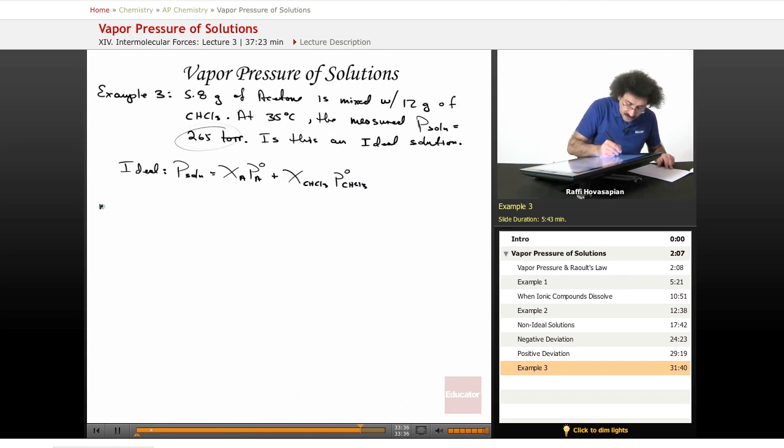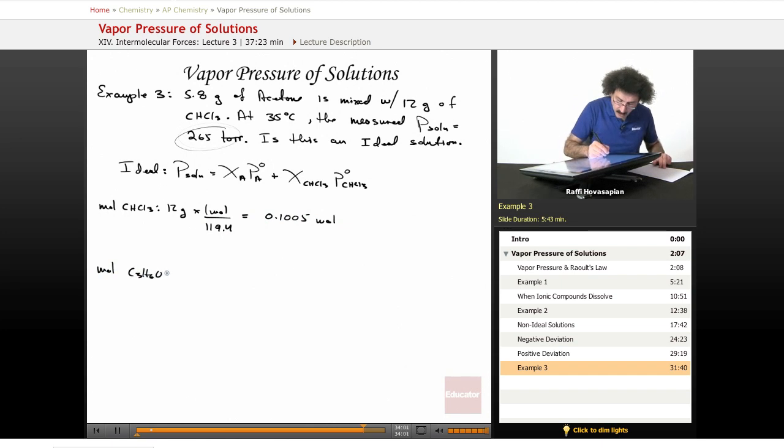Okay, so let's calculate the number of moles of CHCl3. We have 12 grams, and 1 mole of that is equal to 119.4 grams, which equals 0.1005 mole. And then moles of C3H6O, that's the acetone, we have 5.8 grams times 1 mole per 58.1 grams. Okay, and we get 0.0998 mole.